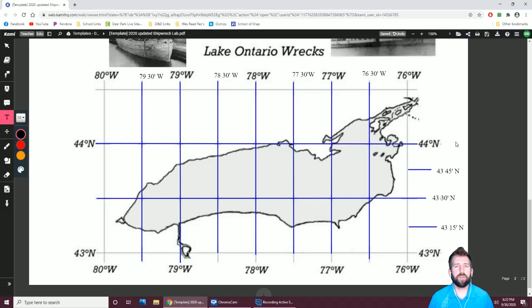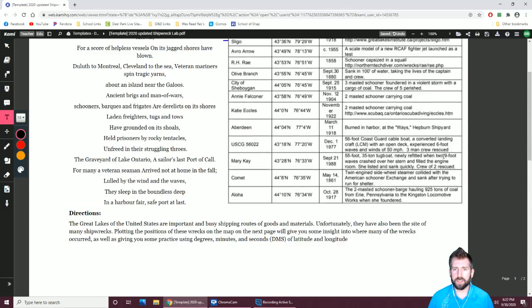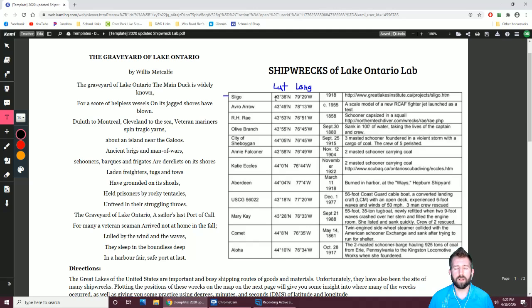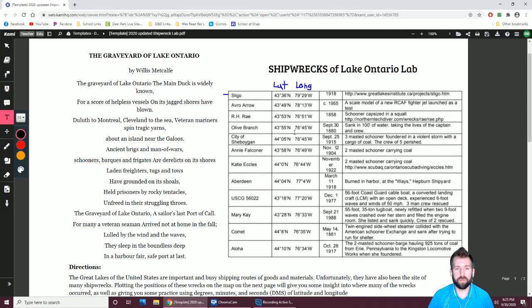All right, so we have everything labeled. We have a grid. Let's go take a look at Sligo and see where it goes. So if we go back up to the top, Sligo. Let's just look at the latitude first. Remember, latitude, flatitude. So we're talking about the horizontal lines here. Also, the numbers here will help us a lot to figure out, okay, we've got to look at the up and down. So 43, 36 north.